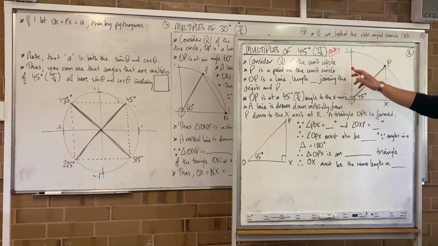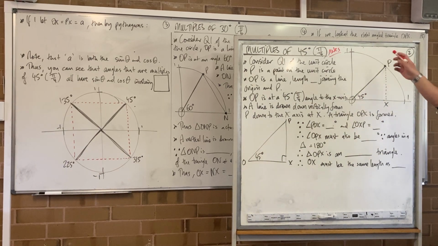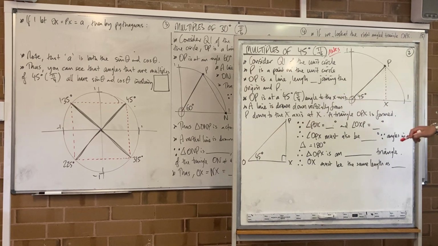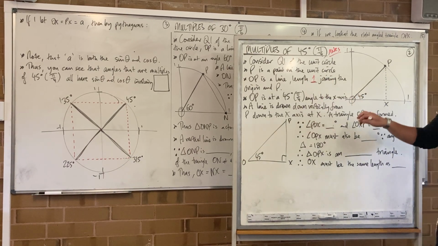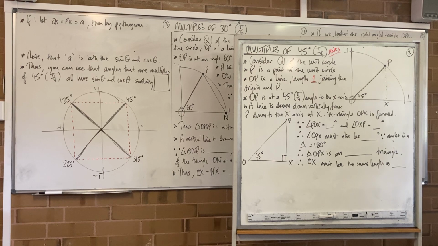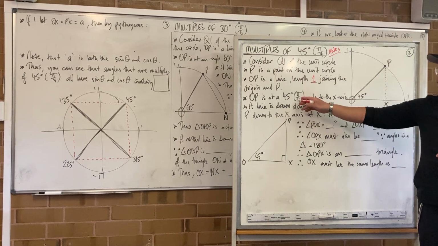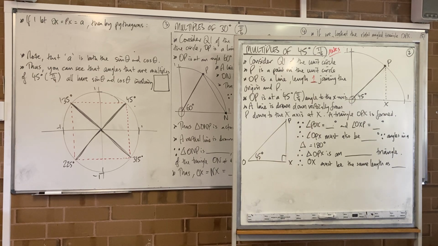Let's consider quadrant 1 of the unit circle, so the top right. Is this an effective drawing of quadrant 1? P is a point on the unit circle up here. OP is a line. How long is OP going to be? 1, because it's a radius, and it joins the origin and P. Are there any issues with that so far? OP is at 45 degrees, so pi on 4, angle to the x-axis, which is what I've tried to draw. It's not going to be exact because I'm not using a grid here.